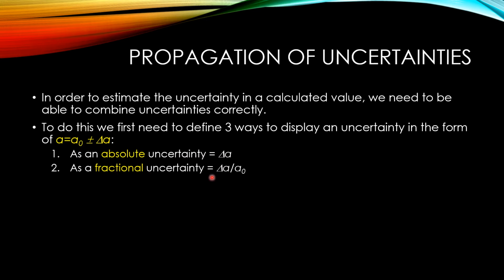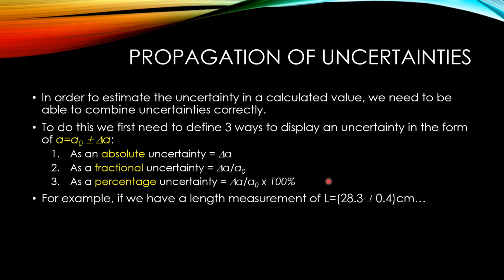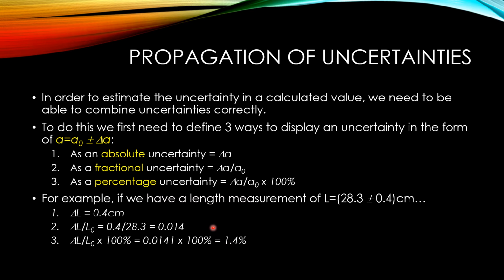The fractional uncertainty is the absolute uncertainty over the quantity. The percentage uncertainty is that thing times 100%. So as an example, here is a value of a length, 28.3 centimeters with an absolute uncertainty of 0.4 centimeters. So that's the absolute uncertainty. The fraction is 0.4 over 28.3, which is 0.0141. And the percentage uncertainty.